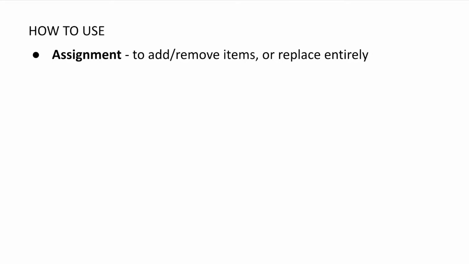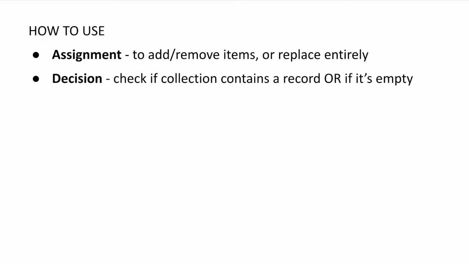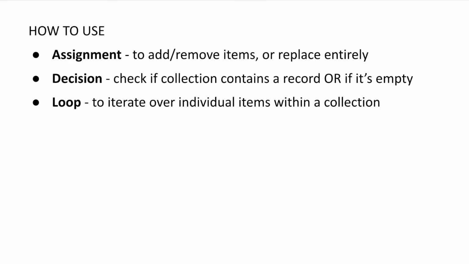So how do you use record collections in Flow? You can use the assignment element to add or remove individual records. You can also set the value of a record collection or remove all of the items in one fell swoop. You can also use the decision element to check if a record collection contains a record or if that collection is empty. Much like with normal collection variables, you'll want to use the loop element to dive into the individual records within a record collection. For a fuller explanation on how loops work, I'll link to a separate video here.